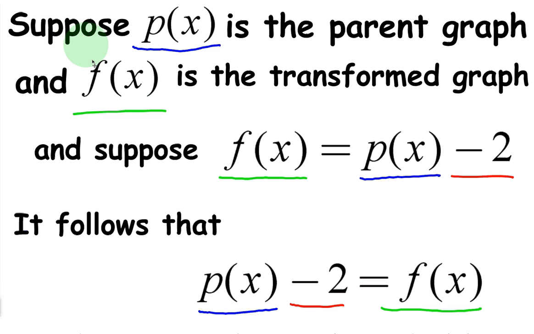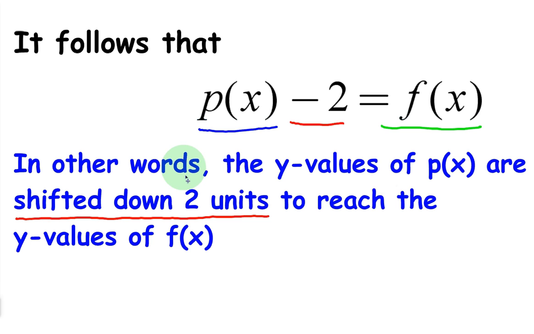Here's our proof, very simple proof. Suppose p of x is the parent graph and f of x is the transformed graph. I like to do this. Alright, so it follows that p of x minus 2 gives you f of x. If f of x equals p of x minus 2, so in other words, x squared minus 2, it follows that p of x minus 2 equals f of x, so therefore all you have to do is the y values of p of x are shifted down 2 units to reach the y values of f of x.